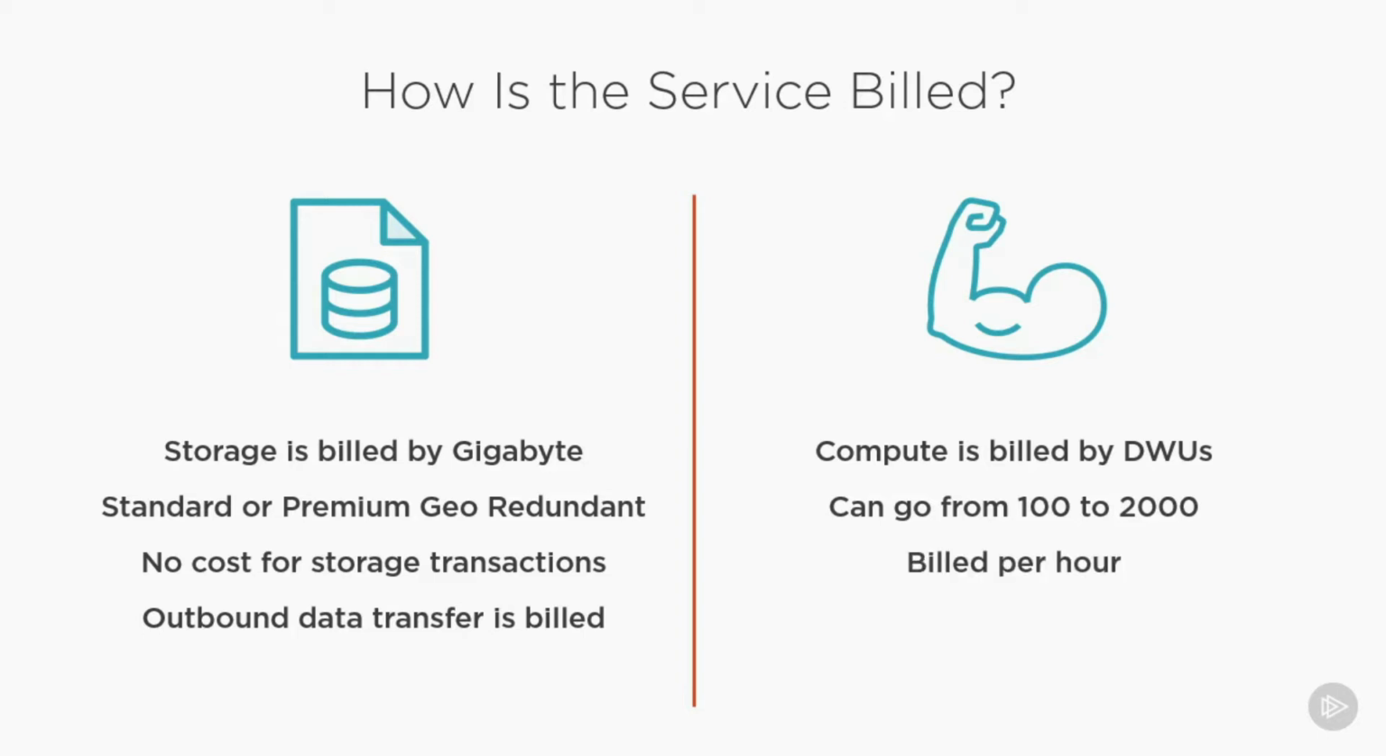Data warehousing units are billed per hour. So if, for example, you increase from 100 data warehousing units to 500, you will get billed that hour for 500 data warehousing units. If on the next hour you bring it back down, then again you will go back to paying 100 data warehousing units. However, if 1 hour has two different values of warehousing units, you will pay for the highest one during that hour.